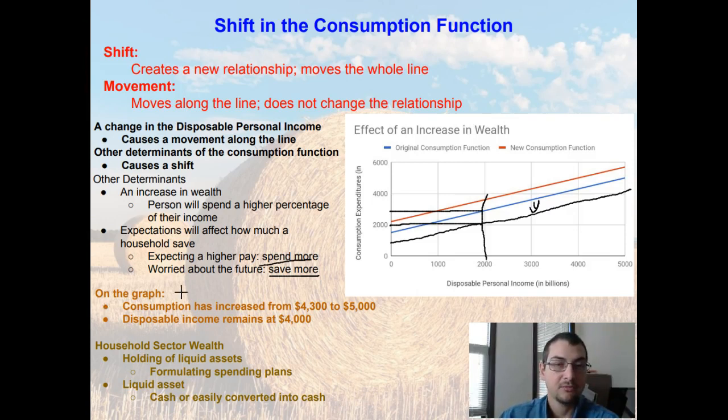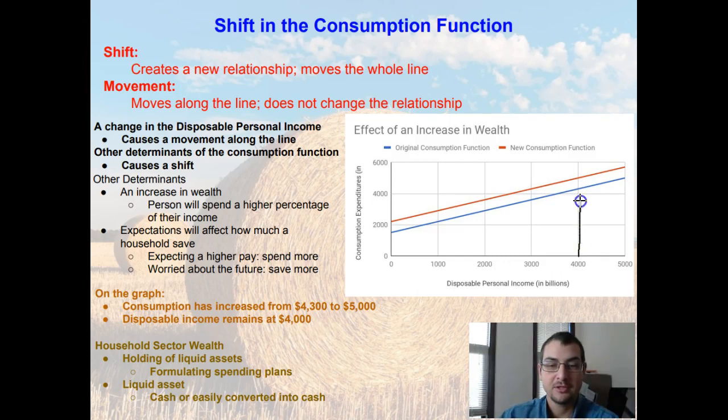So, in talking about a shift, if we look at this graph, and I know we've already reiterated it, but I'm going to go over it again. If we look at just this disposable personal income of $4,000, right here, we can always see that it's a shift because our disposable personal income hasn't changed, but yet we went from spending $4,300 to $5,000. The amount we're spending has increased, but disposable income has not changed. That's known as a shift. That's an upward shift in this example.